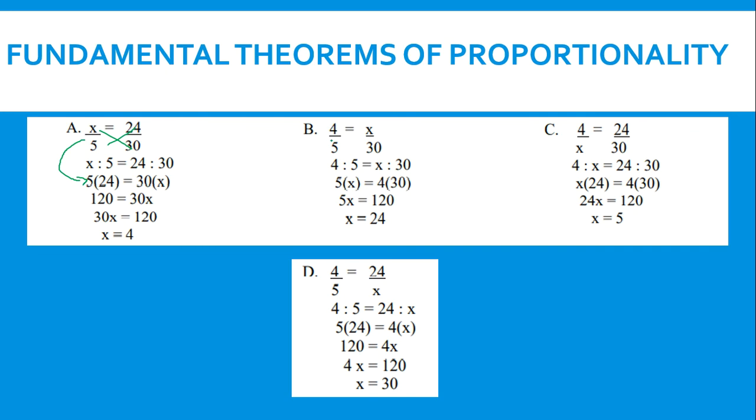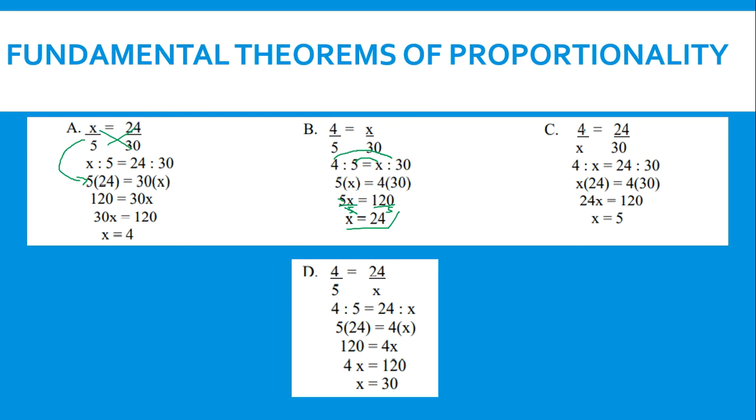4 is to 5 as x is to 30, or 4 over 5 equals x over 30. Change that to colon form, that is 4 is to 5 equals x is to 30. Multiply the means, which are 5 and x, so 5 times x. Then the extremes, which are 4 and 30, so 4 times 30. 5 times x is 5x, and 4 times 30 is 120. Then divide both sides by 5, and x equals 24.